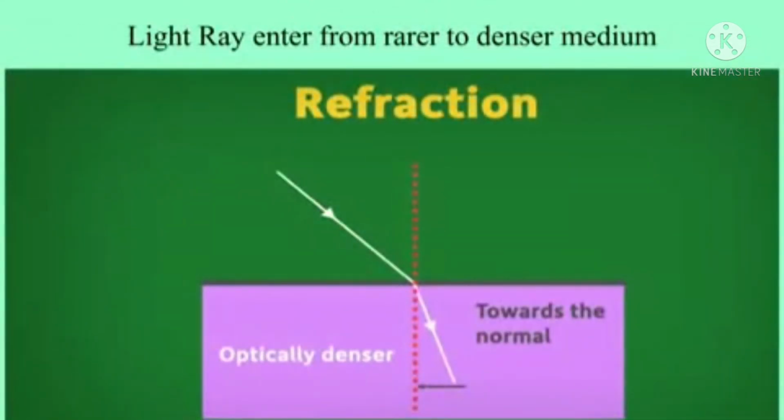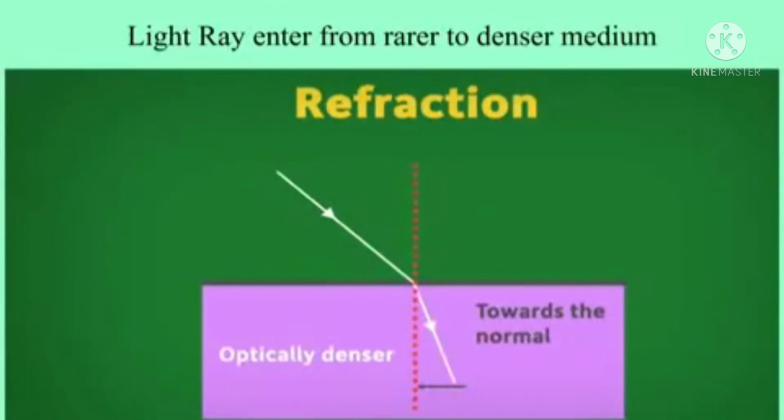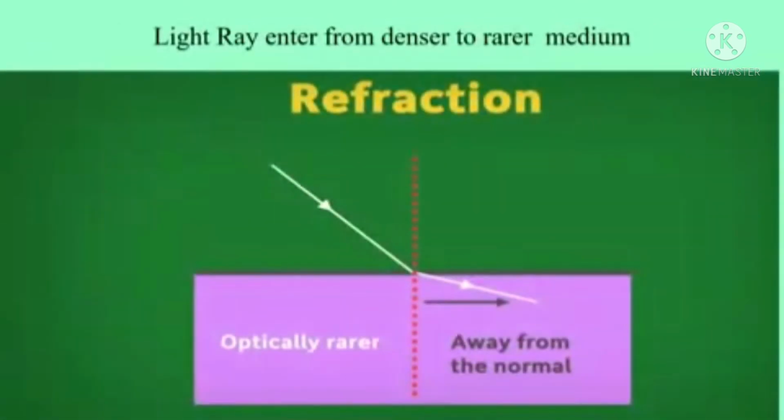In this diagram, we clearly observe that in case of refraction, when a light ray enters from a rarer medium to a denser medium, then that light ray bends towards the normal in the denser medium. And when a light ray enters from a denser medium to a rarer medium, then that light ray moves away from the normal in the rarer medium.